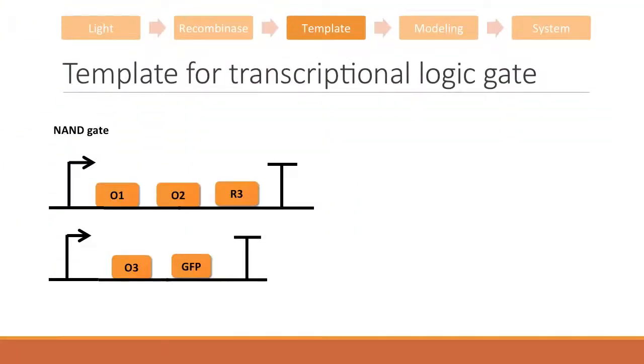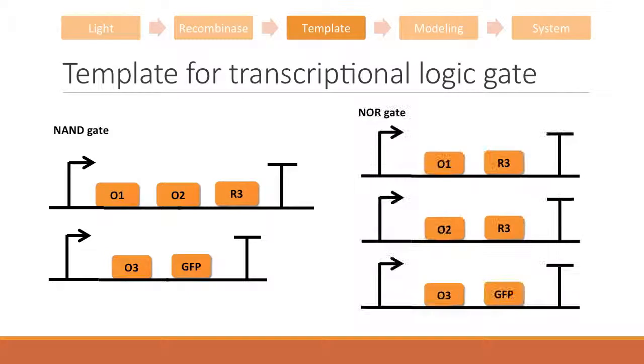This is the NAND gate. Both inducers need to be present to start transcribing R3. R3, in turn, represses the output GFP, which means that GFP is only being produced if either I1 or I2 or neither is present in the cell.